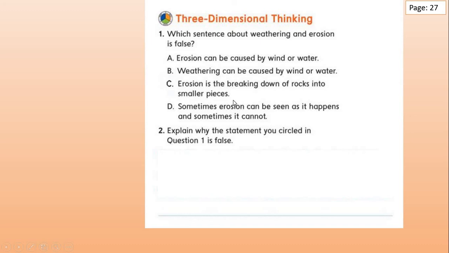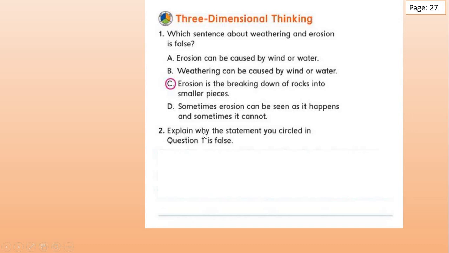Is this correct? D. Sometimes erosion can be seen as it happens and sometimes it cannot. What do you think, grade 2? Which sentence about weathering and erosion is false? Did you say C? If so, you are totally right. Erosion is not the breaking down of rocks into smaller pieces.